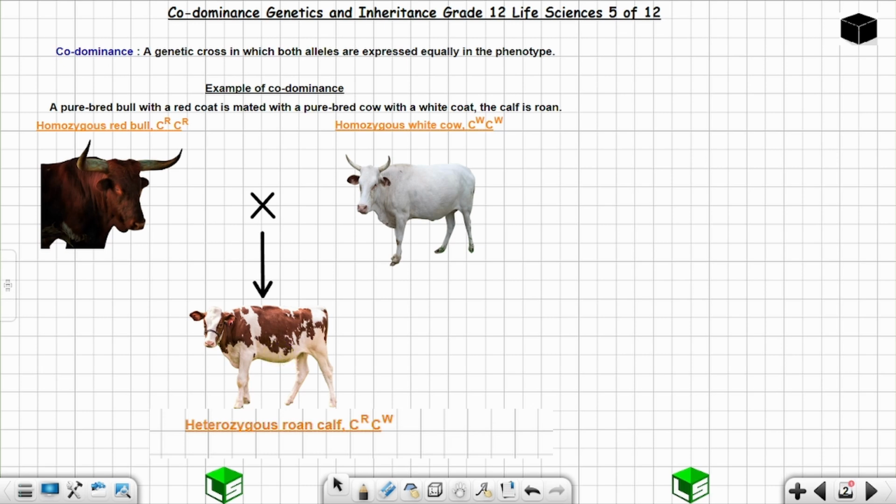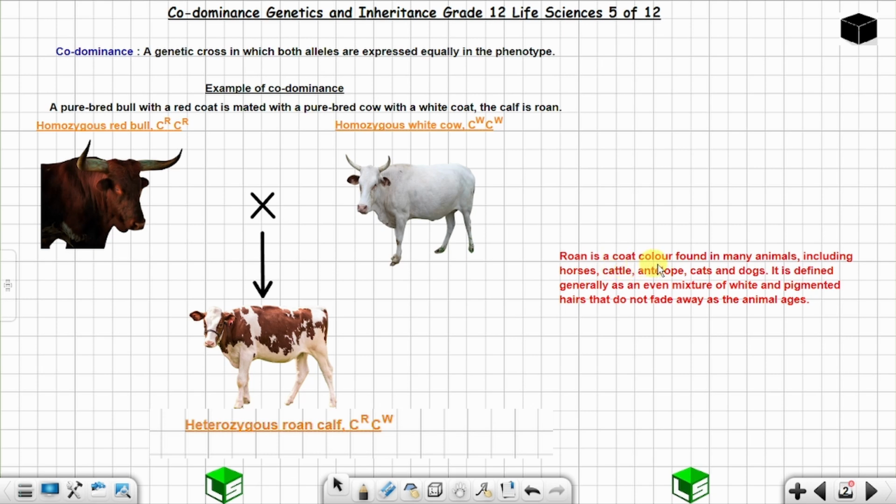Now the word roan. Roan is a coat color found in many animals, including horses, cattle, antelope, cats, and dogs. It is defined generally as an even mixture of white and pigmented hairs that do not fade away as the animal ages.